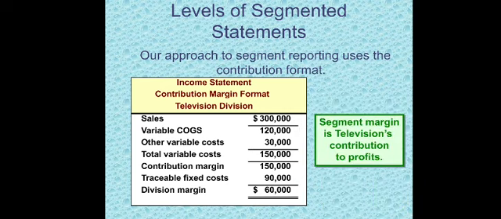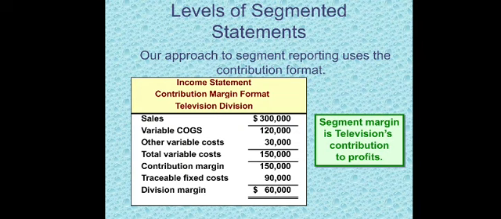Okay, this is the income statement again, and then you see the green box. Segment margin is television's contribution to profit. So segment margin means profit for the segment. So this business has another division, computer division. So computer division also has profit for each segment. Okay, now we are focusing on the television division.